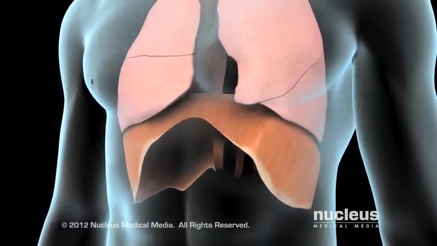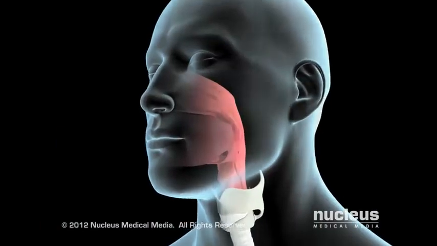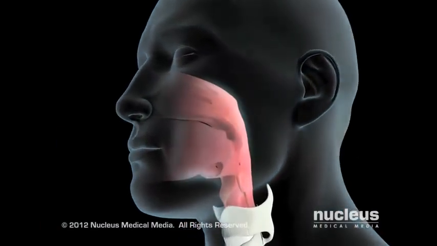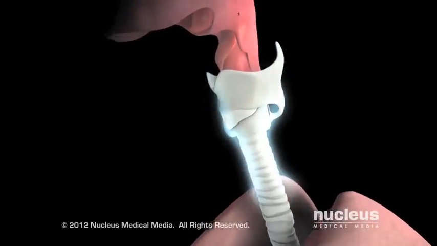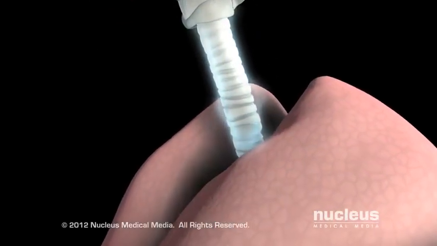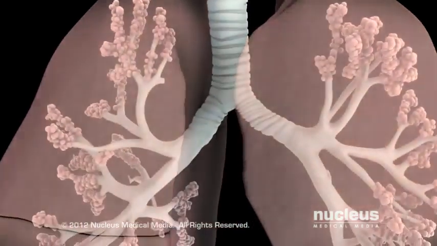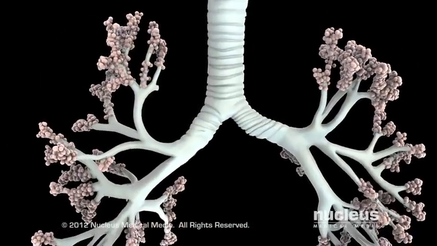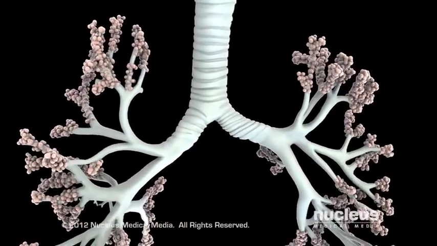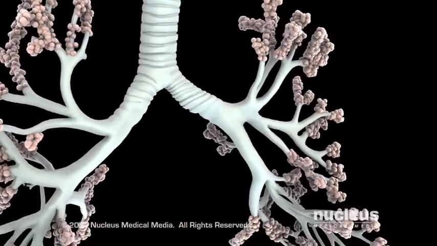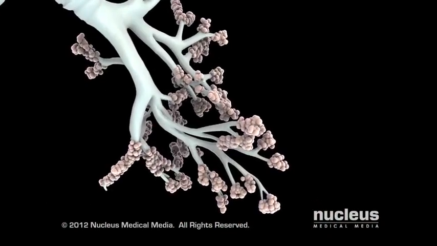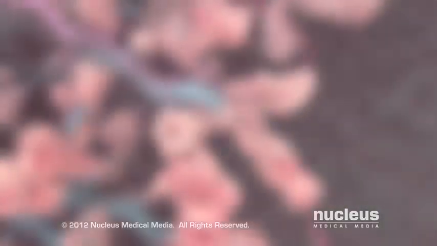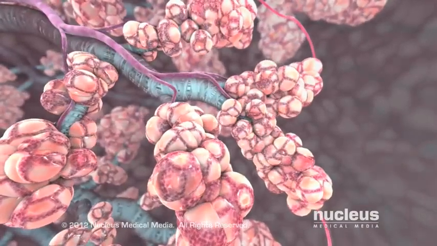This is called respiration. During respiration, oxygen in the air passes through your nose or mouth and into your pharynx or throat. It then goes into your trachea or windpipe. Your trachea divides to become the left and right main bronchi, which enter your lungs. Inside your lungs, the main bronchi divide repeatedly and eventually become small tubes called bronchioles. At the end of the bronchioles are tiny air sacs called alveoli.